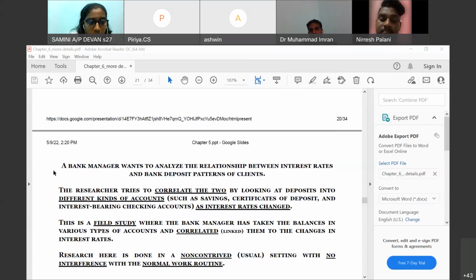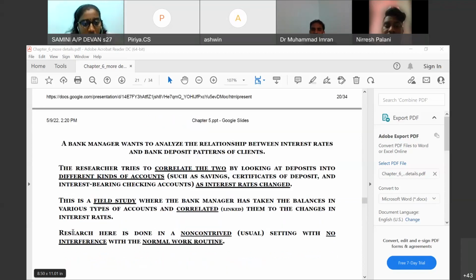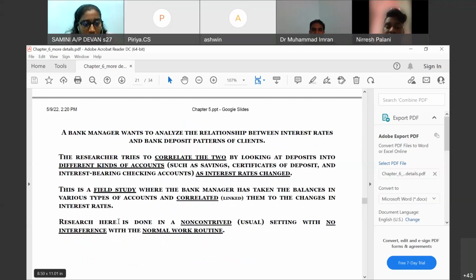A bank manager wants to analyze the relationship between interest rate and bank deposit patterns of clients. The researcher tries to correlate the two by looking at deposits into different kinds of accounts, such as savings, certificates of deposit, and interest-bearing checking accounts as interest rates change. This is a field study where the bank manager has taken the balances in various types of accounts and linked them to the changes in interest rates. The research is done in a non-contrived setting with no interference with the normal work routine. This is the finding. Got it? This is a field study.